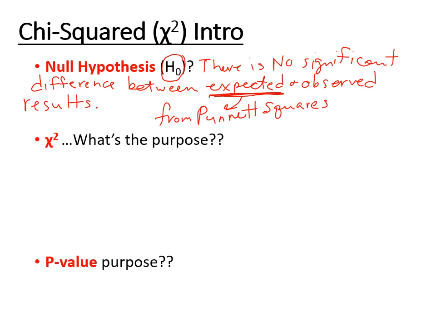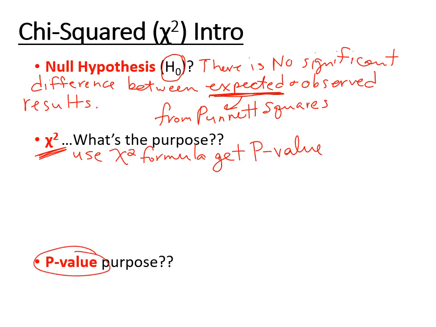Now, once you have your null hypothesis and you're starting to think about expected and observed results, you then move on to the chi-squared. And the purpose of that is to use your chi-squared formula to get what's called a p-value. Now, the p-value is important because the p-value will then tell you whether to reject or fail to reject your null hypothesis.